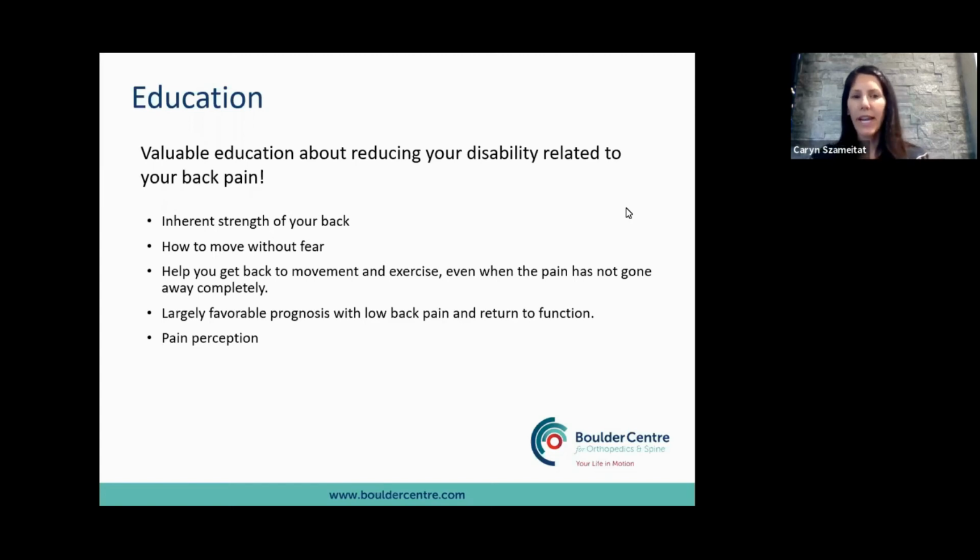The therapist is also going to educate you and help you to understand that low back pain has a largely favorable prognosis and people can return to function after having episodes, okay? And they're also going to help you to understand pain and your perception of pain and how that is affecting your disability.